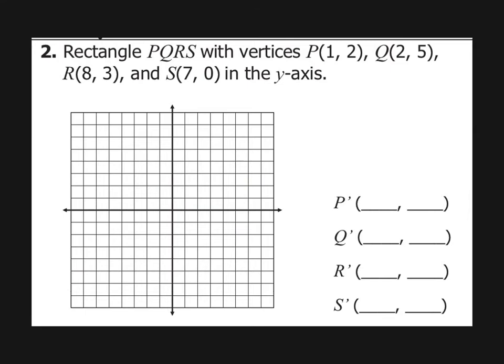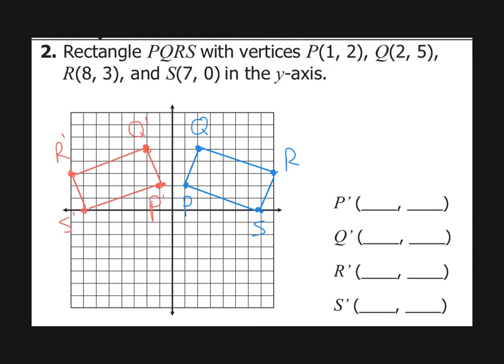Take a moment to press pause and plot the points for this rectangle, PQRS. Press pause now. So like my drawing, you should have rectangle PQRS as such. And this time we're going to reflect across the y-axis, which is the vertical axis. So what's going to happen is we're going to have a mirror image rectangle sitting over here. See if you can press pause and reflect the points on your own before I do it.